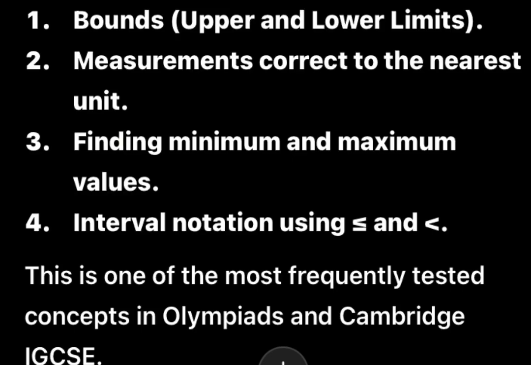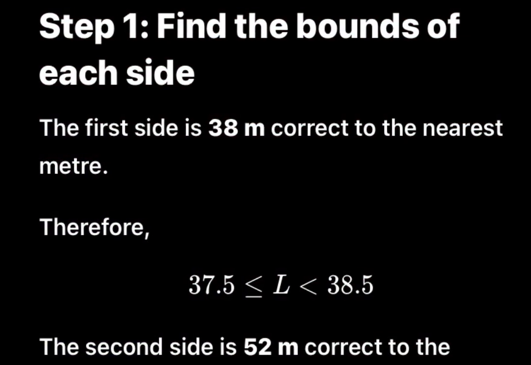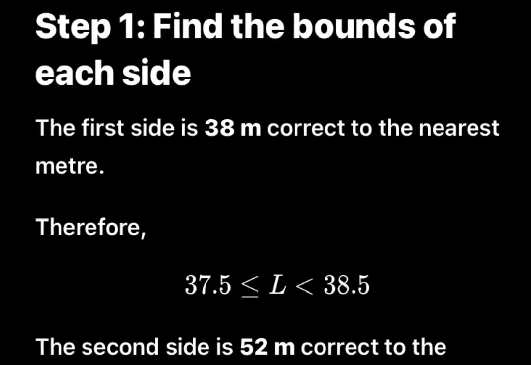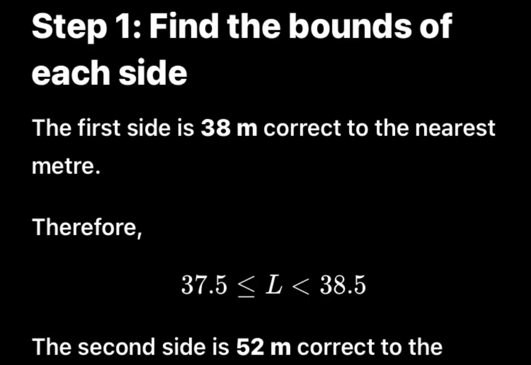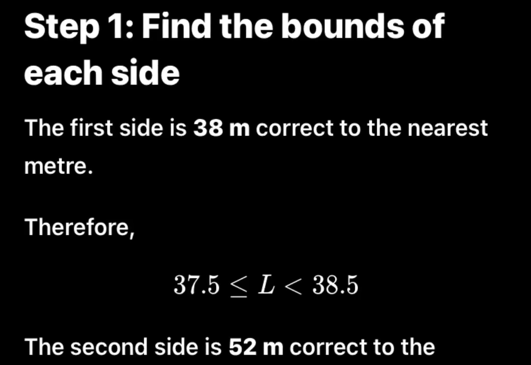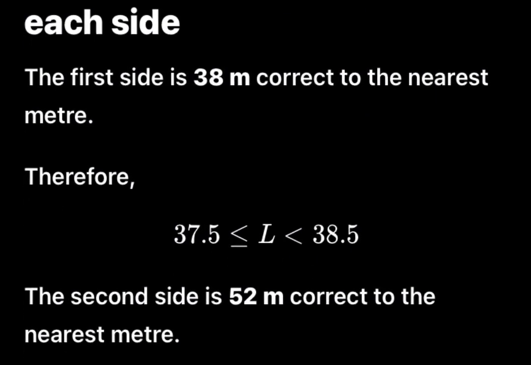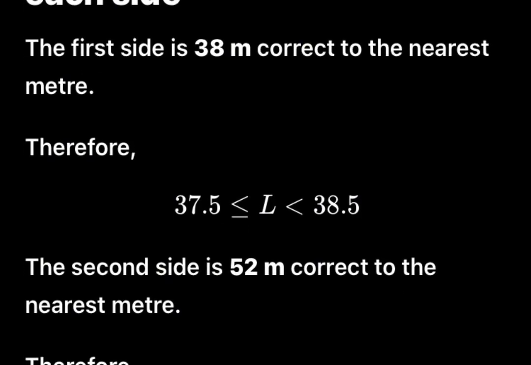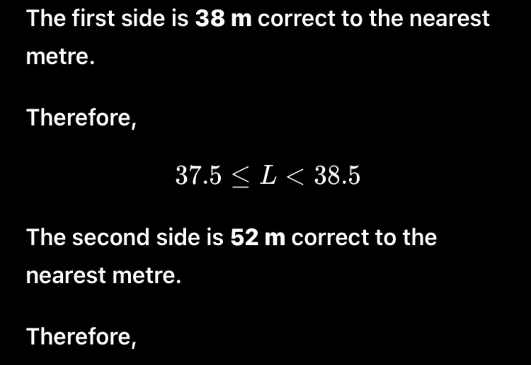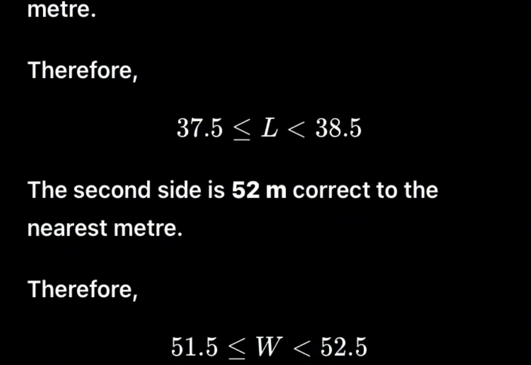Okay, let's now solve the question. The first step is to find the bounds of each side. The first side is given at 38 meters correct to the nearest meter. Now what this means is that that length lies between 37.5 and 38.5. The second side is 52 meters correct to the nearest meter. Therefore, the length lies between 51.5 and 52.5 meters.